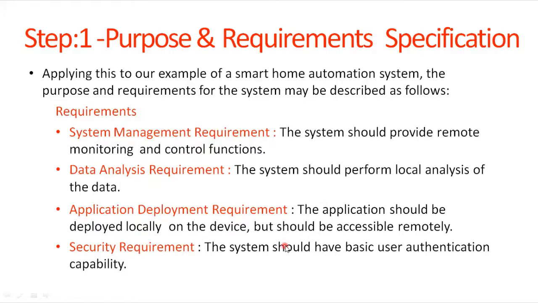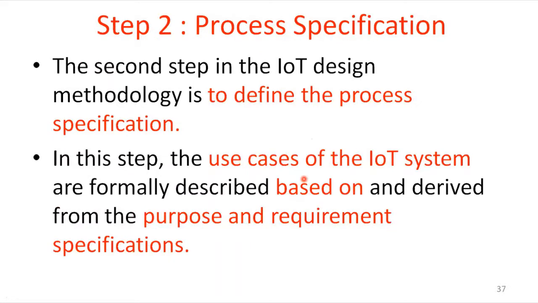The next important one, application development requirement. Here the application should be deployed on a device but should be accessed remotely. And then the security requirement, security in the sense of authorization and authentication. The system should have basic user authentication capability. For that purpose you are using this first step. The first step is over. Coming to the second step, process specification.